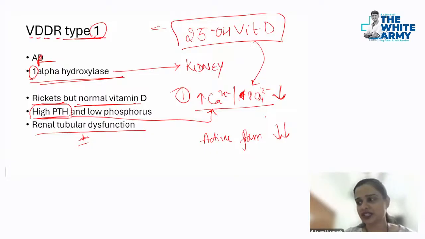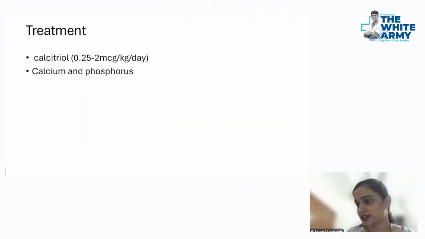So such kids will have reduced concentration of 1,25 hydroxy vitamin D, but normal vitamin D, and phosphorus will always be low. Calcium would have been normalized. PTH would be high. So if we get this kind of a picture, then we have vitamin D dependent rickets type 1. Now don't ask me clinical features. Clinical features is exactly what we have discussed completely in detail in the previous class.